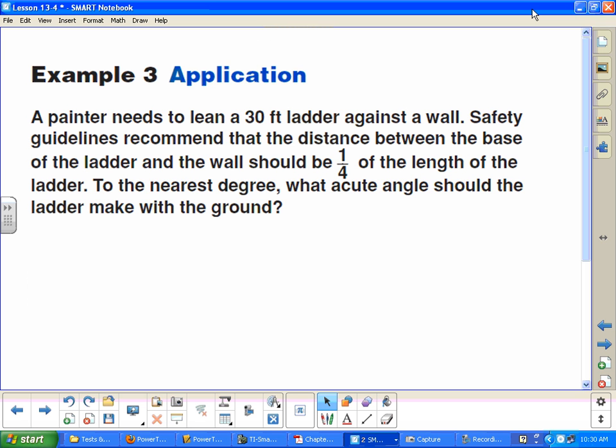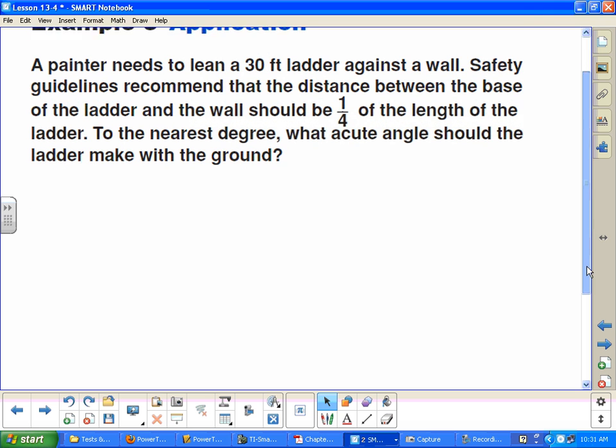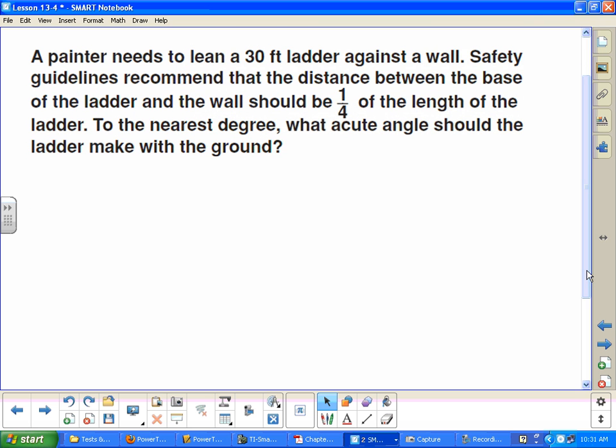So a painter needs to lean a 30-foot ladder against the wall. Safety guidelines recommend that the distance between the base of the ladder and the wall should be 1/4 of the length of the ladder. To the nearest degree, what acute angle should the ladder make with the ground? All right? So we have a ladder leaning against the wall, right? And so that's going to make a right triangle. So I've got, here's my ladder, here's my wall, and I have this right triangle then.